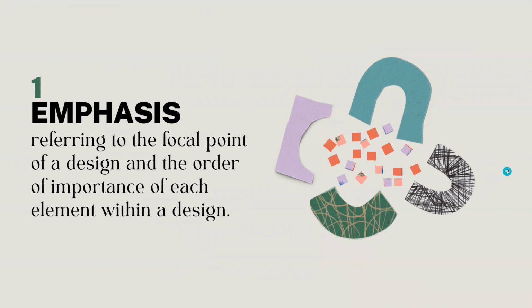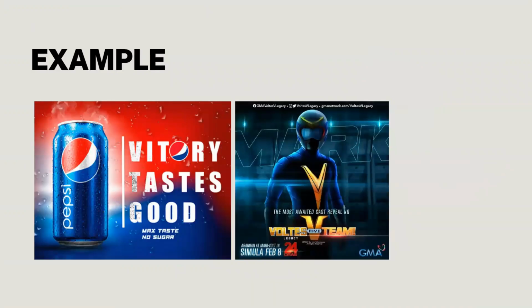Like, for example, naglagay kami ng mga example. Ayan. So, emphasis, like yung Pepsi, and yung Voltes 5. Minsan pag nakita natin yung Pepsi, pag red and blue, lalo na pagka gray jet, makikita natin na Pepsi yung ano niya.